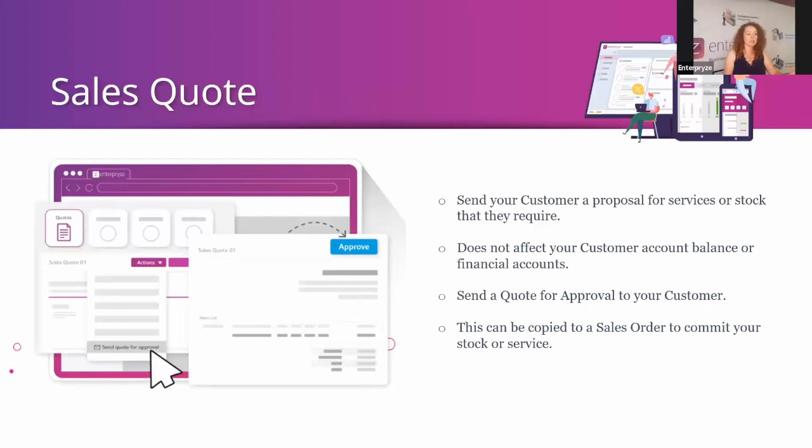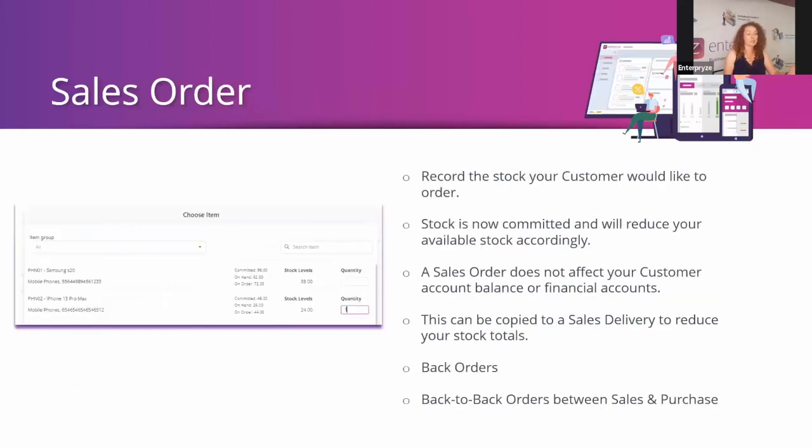So when you're ready to commit, you can copy it then to a sales order and commit it to the stock or the service. So what happens with a sales order? So sales order, you can record the stock again or service.